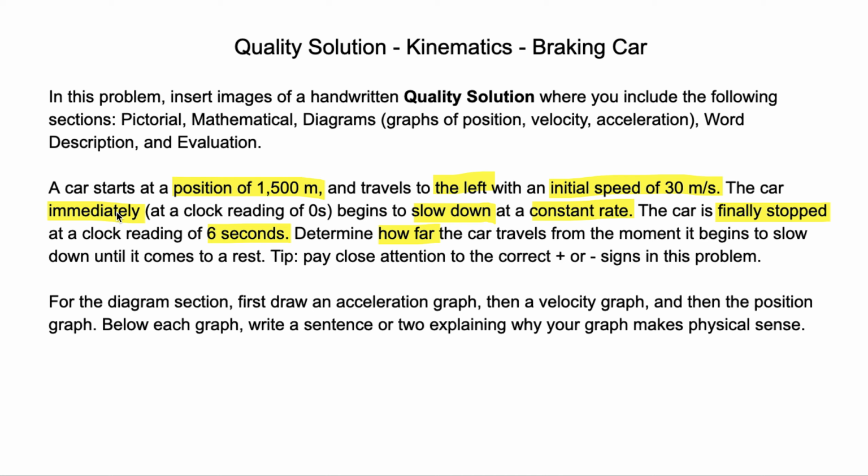Then the car immediately, so right when the clock reads 0, it immediately begins to slow down at a constant rate. So here we're saying, we're going to have some acceleration value because we're slowing down, and that acceleration will be a constant value. Then the car finally stops at a clock reading of 6 seconds, and we need to determine how far the car travels from the moment it begins to slow down until it comes to a rest. All right, a hint here is to watch out and make sure you pay attention to the positive or negative signs. It's really important here.